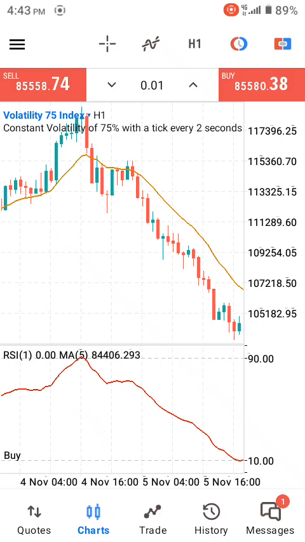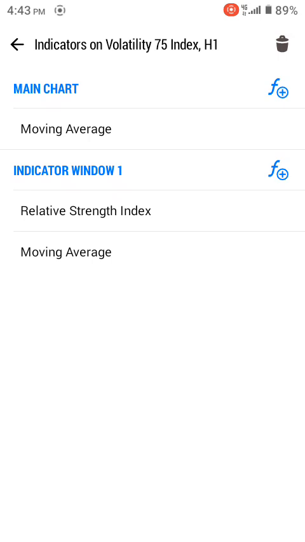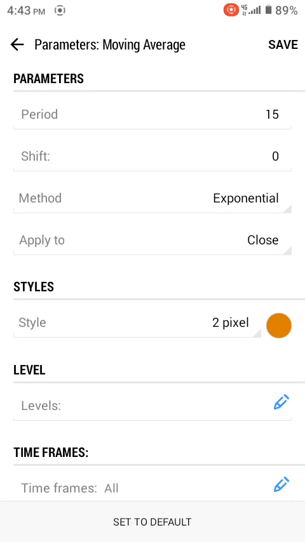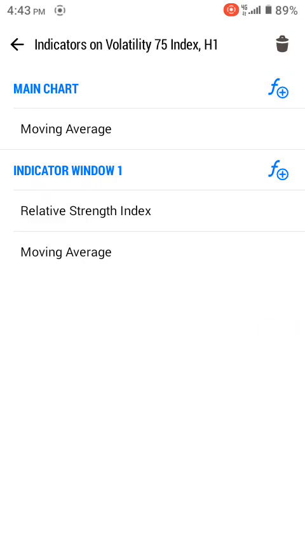So on the main chart, we have a moving average, and then on the indicator window we have an RSI and also a moving average. So let me show you the settings for the indicators. On the main chart we can see we have a moving average: period 15, shift 0, method exponential, apply to close, and for the colors you just put whichever one you prefer. So that is it for the moving average on the main chart.